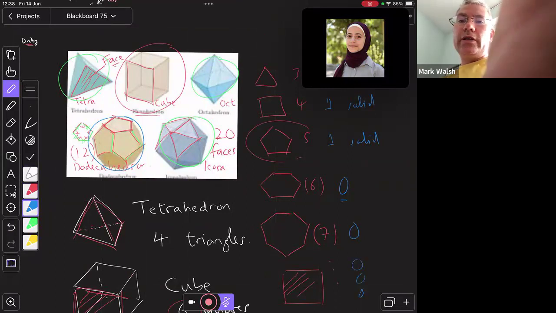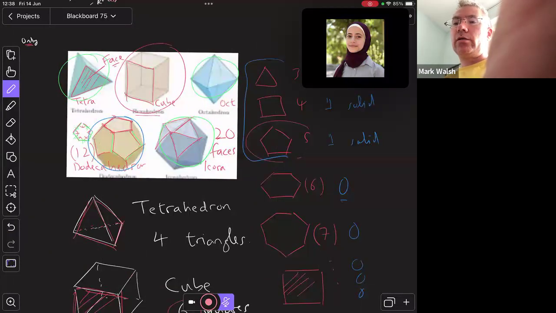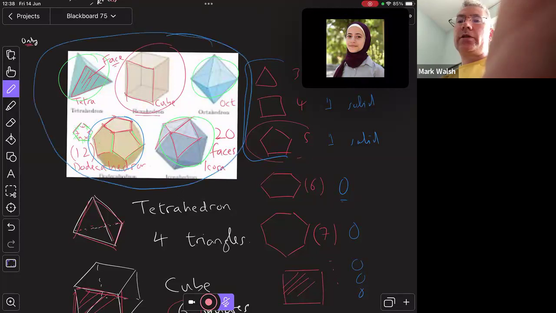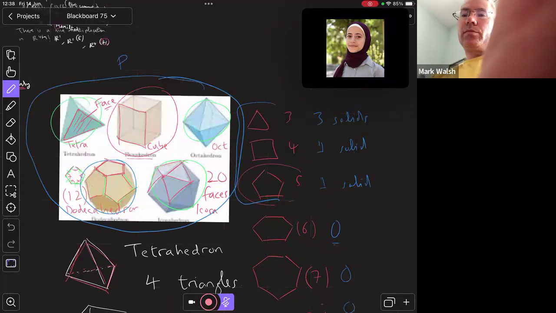So the only polygons that you can build regular solids out of are the first 3, these ones: the triangle, the square, and the pentagon. And these 5 solids are precisely what you get. These are the so-called Platonic solids. I'll write down the word. Platonic solids. And there are 5 of them.